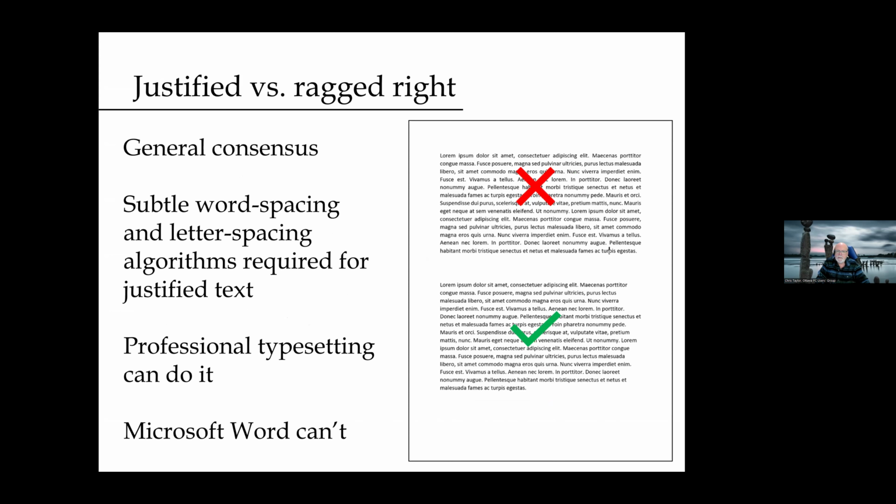Justified versus ragged right. Justified at the top, where every line ends at the same distance. The general consensus on it, that can be very nice, but most word processors can't do a good job of doing the word spacing and letter spacing to get that to look proper. And so Microsoft Word certainly can't do really good justified text. So you're better off in most word processors just leaving it as ragged right.